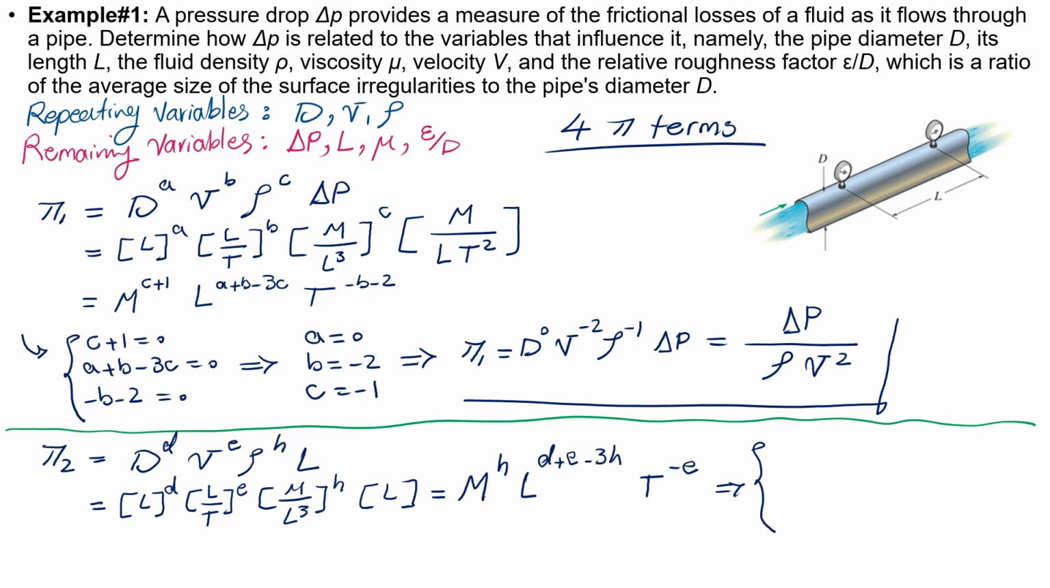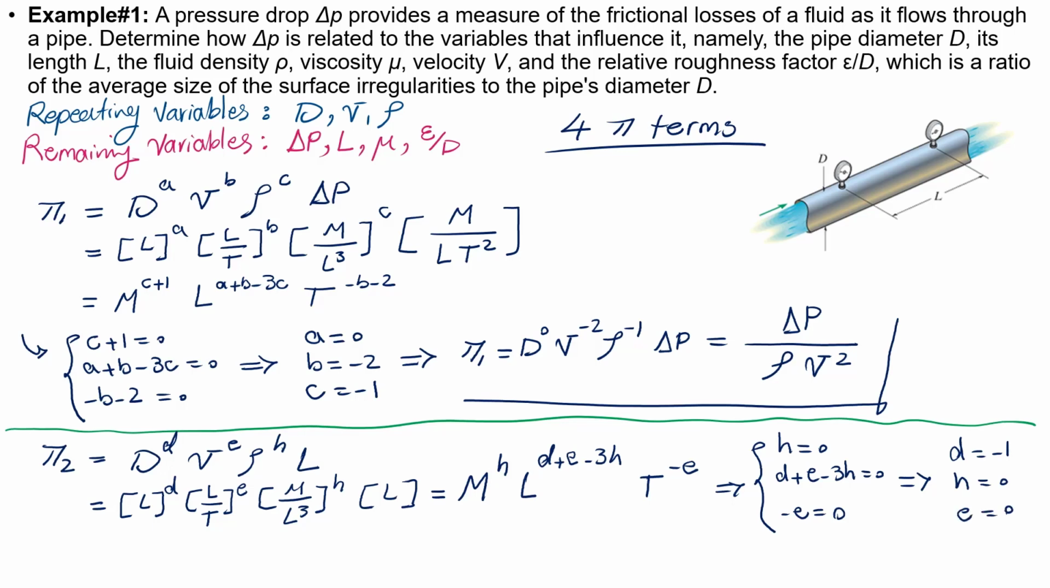should be equal to 0 based on what you have. And then you have D plus E minus 3H equals 0. And also you have simply negative E equals 0. Based on this, you have the values for D, which is negative 1, H is 0, and the other value would be E, which is 0.